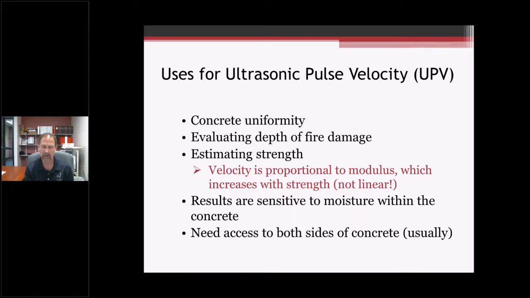And probably the biggest downfall to ultrasonic pulse velocity is it really works best when you've got access to both sides of the concrete. You can do indirect methods where you're doing it on the same surface, which is how we evaluate fire damage. You can do indirect methods where maybe you're doing it on a square column and you're doing it on a face that's 90 degrees from the face where the transmitter is. But really, it works best when you've got access to both sides and you're on opposing faces.